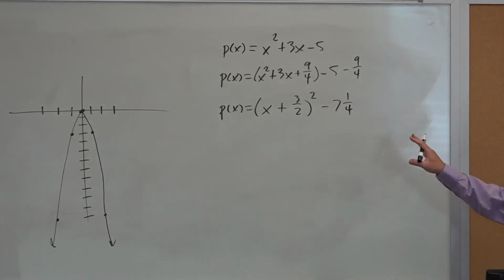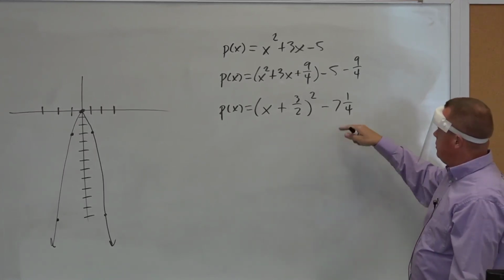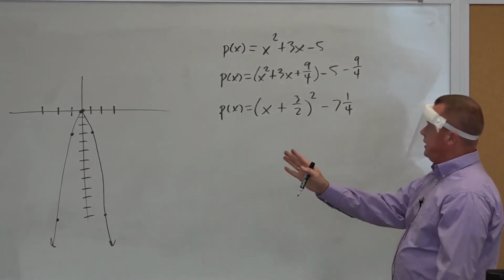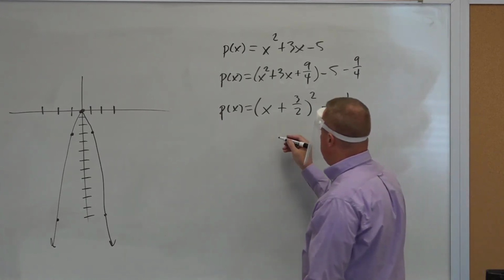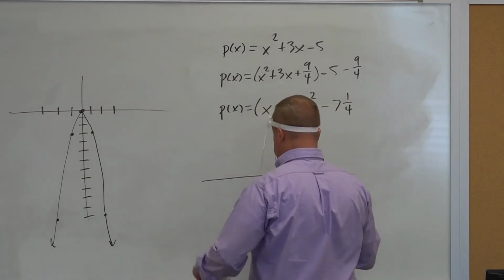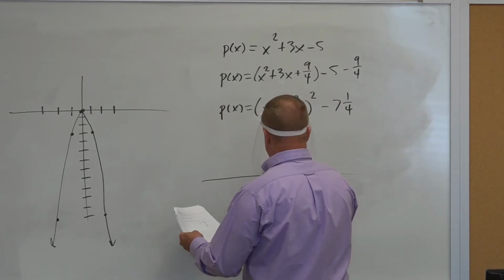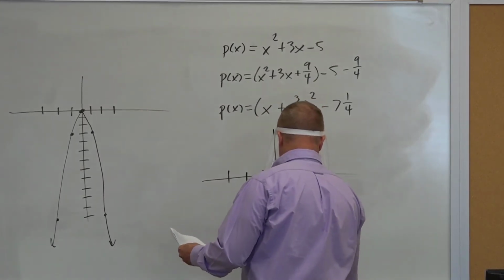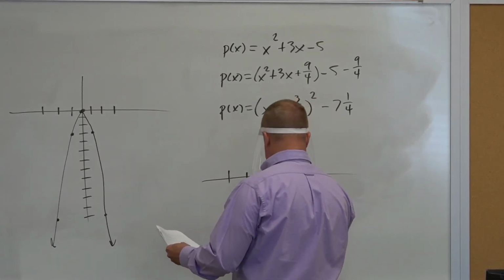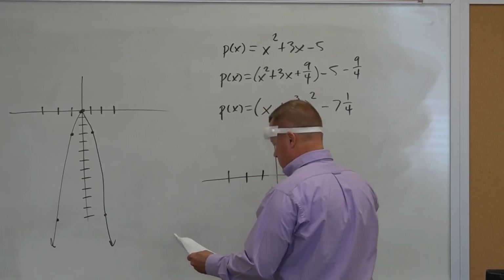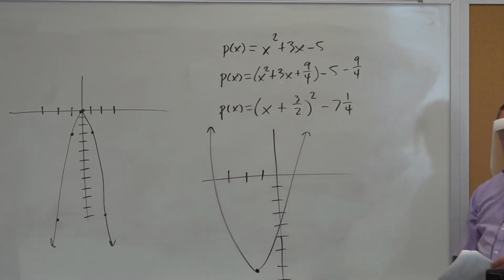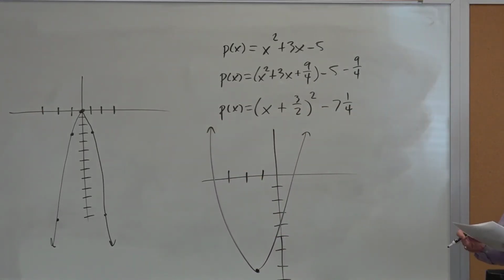Now with that, you can graph it by shifting. The minus 7 1/4 would move that parent function down 7 1/4. The plus 3/2 would move it to the left 1 1/2 units. So it would be 7 1/4 down and left 1 1/2. That'd be about right here. And then the rest of it doesn't matter, just go up. That'd be the graph. Questions about that?